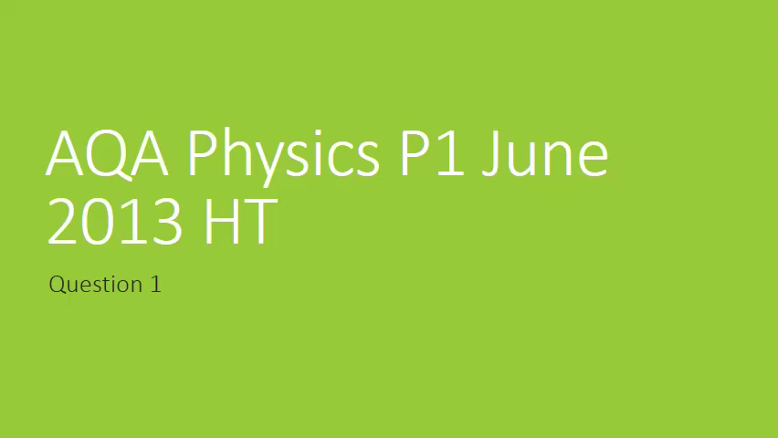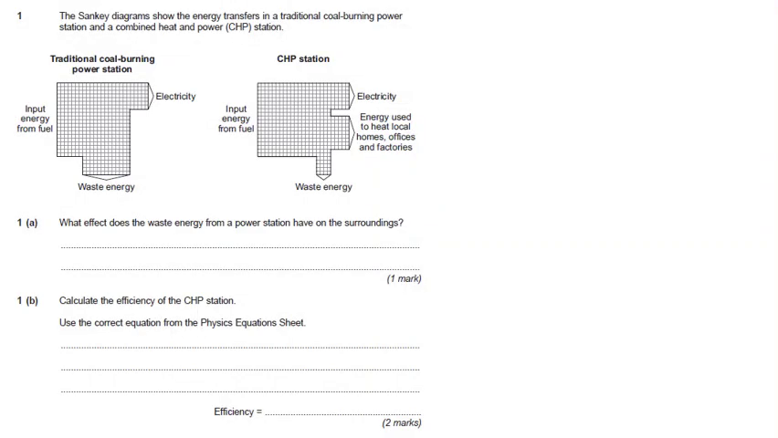This is a worked solution for AQA Physics P1 June 2013 higher tier paper question 1. The first question is about Sankey diagrams and a comparison of a traditional coal burning power station with a combined heat and power station. In a combined heat and power station, some of the energy is used to produce electricity, but a lot of the waste heat is actually used locally to heat homes, offices and factories.